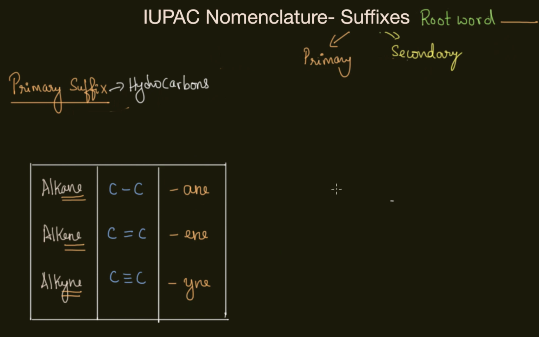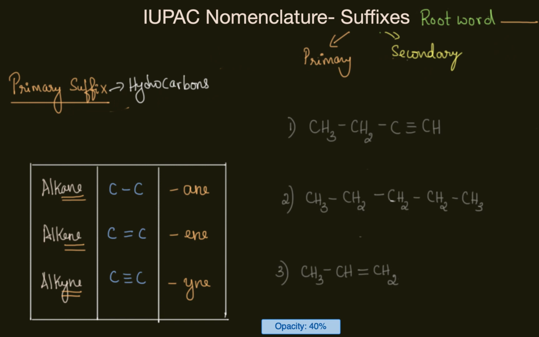With this, let's try to name some of the organic compounds. Here are a few of the hydrocarbons which have only carbon and hydrogen. Let's try to name them. Since we know both root words and primary suffixes, let's give both of them. While naming this, first we will identify the root word, then we'll give the primary suffix.